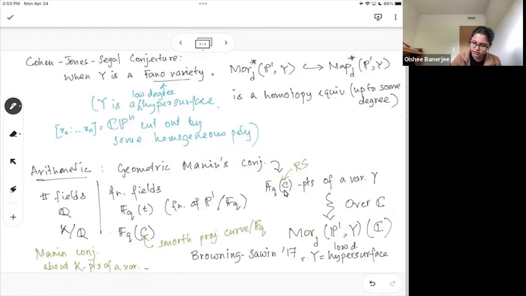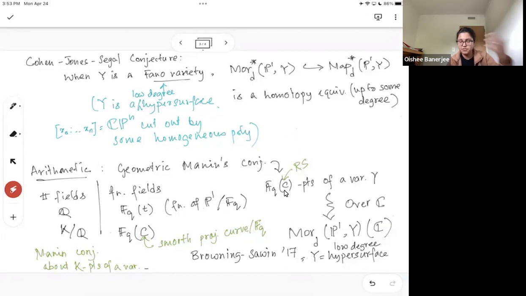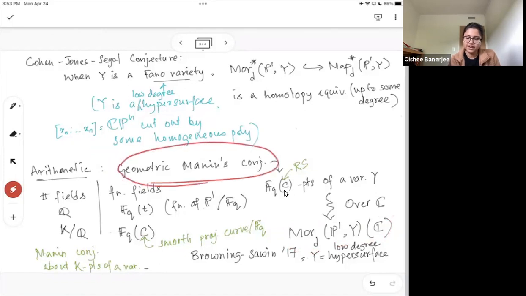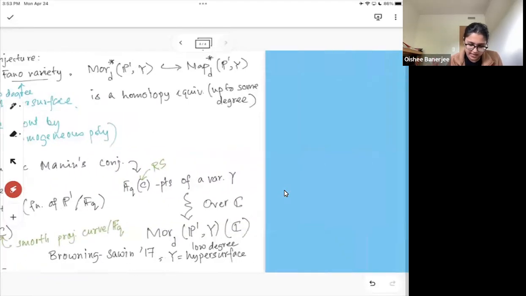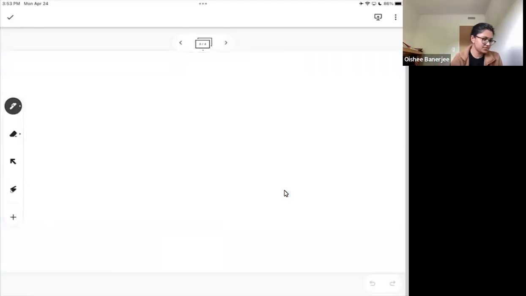low degree hypersurface, so cut out by a homogeneous polynomial like here. And what they do is, using analytic number theory methods, they gather information about the stable cohomology of this space and use it in a way to verify the geometric Manin's conjecture. Okay, so that's so far about history and motivation.